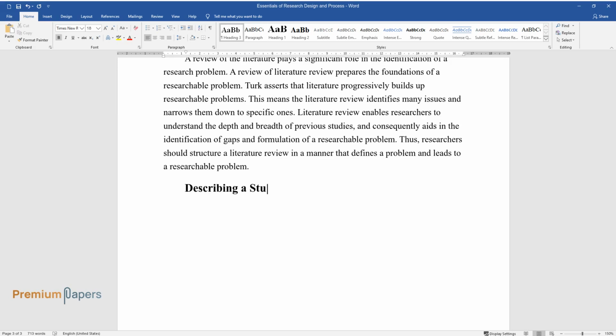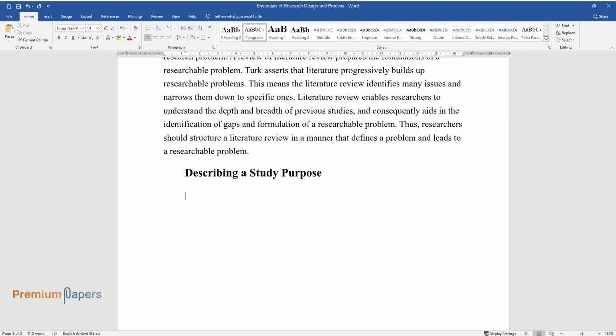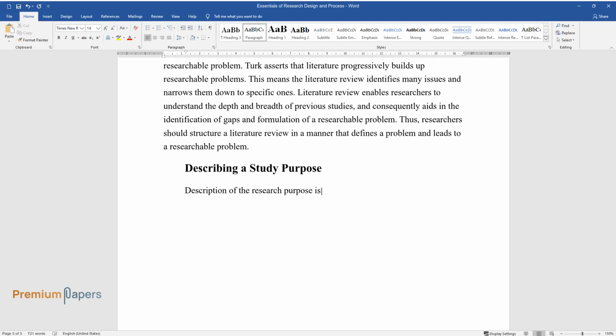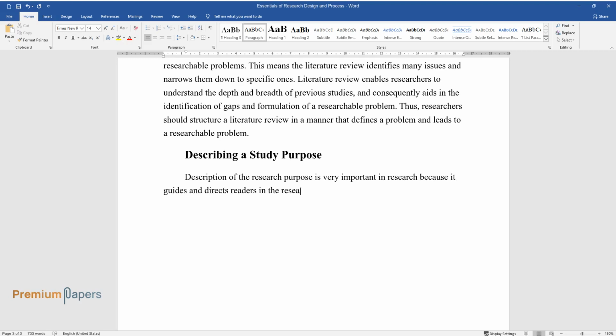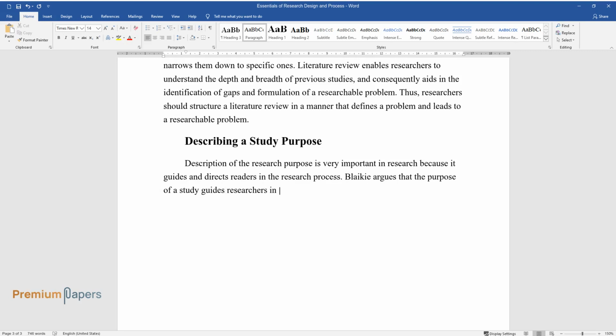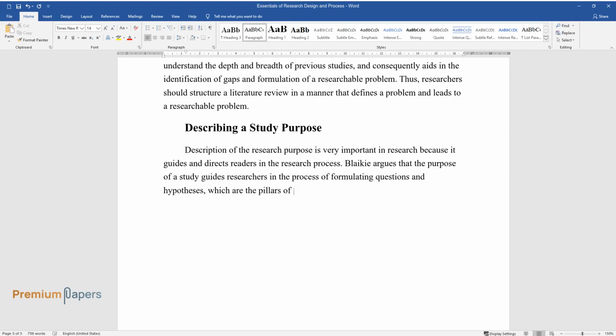Describing a study purpose. Description of the research purpose is very important in research because it guides and directs readers in the research process. Blaikie argues that the purpose of a study guides researchers in the process of formulating questions and hypotheses, which are the pillars of a study.